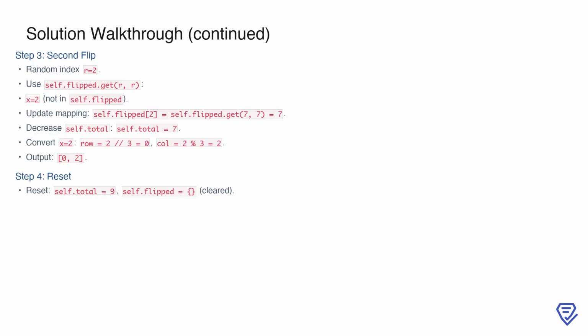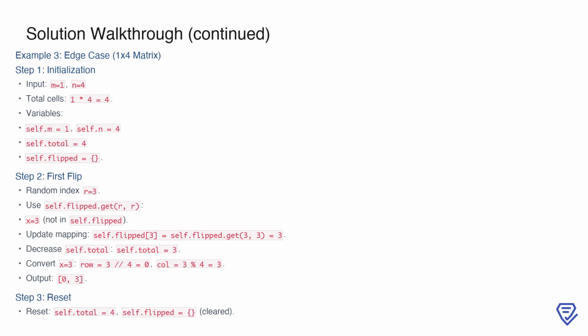When we reset the matrix, we restore self.total to 9 and clear the flipped dictionary, preparing for a new set of flips. Finally, we explore an edge case with a 1x4 matrix, which has 1 row and 4 columns, for a total of 4 cells. The initialization follows the same process. Self.m is 1, self.n is 4, self.total is set to 4, and self.flip starts as an empty dictionary.